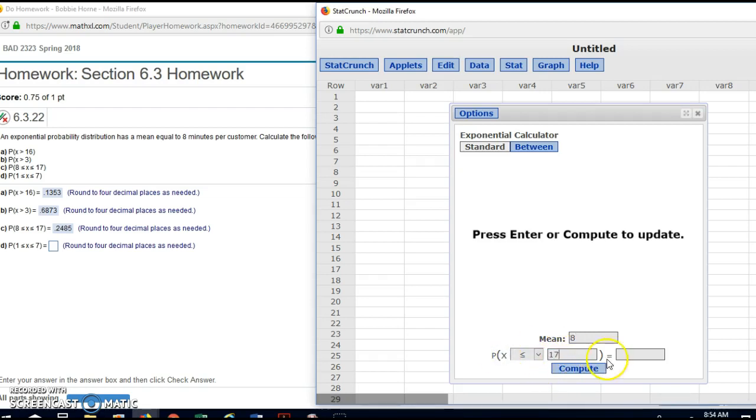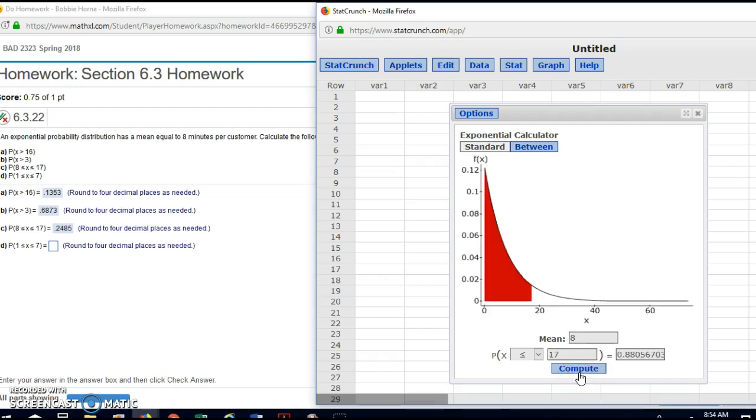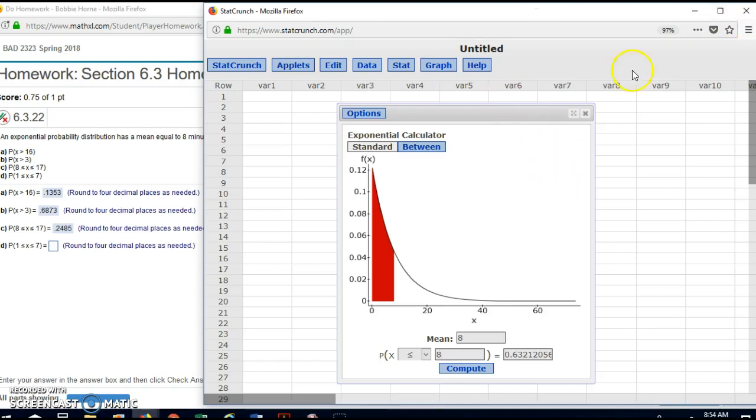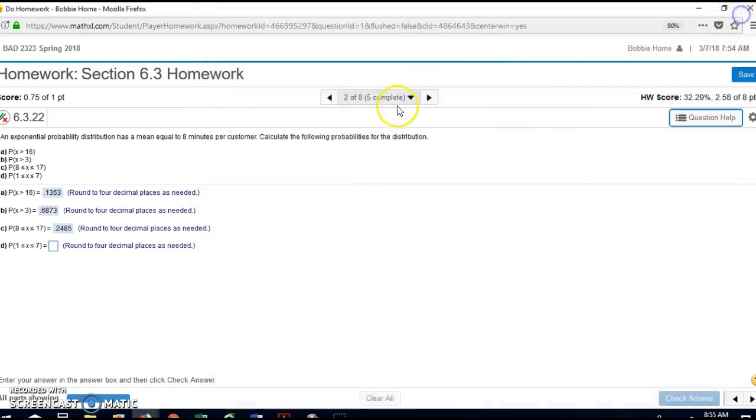I'm working on the C part, 0.8806. And then subtract the other: 0.8806 minus 0.6321, and you will get 0.2485. So you work it the same way, you just have a different kind of calculator. You notice the exponential calculator, it narrows and gets smaller and smaller and smaller and continues exponentially.